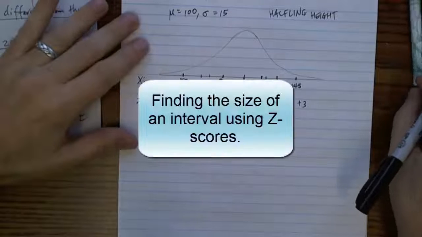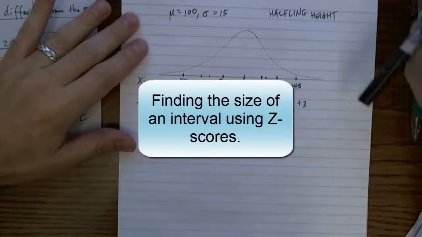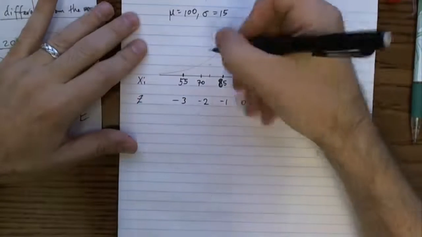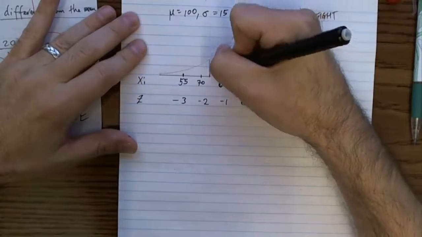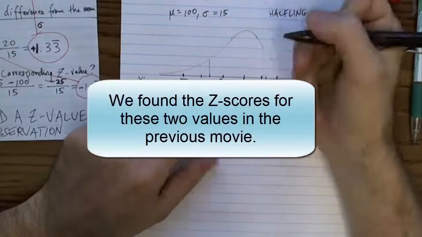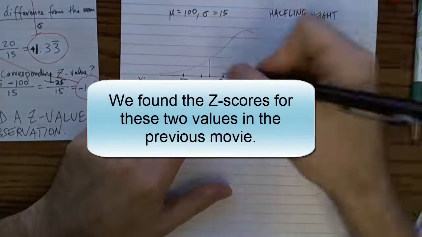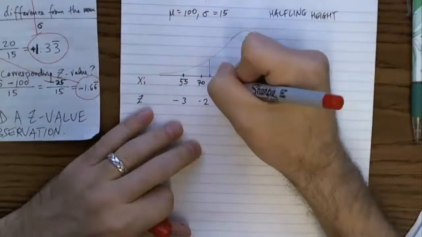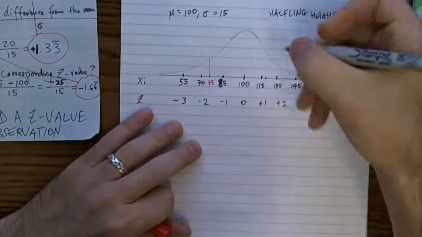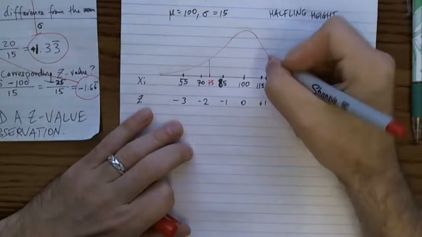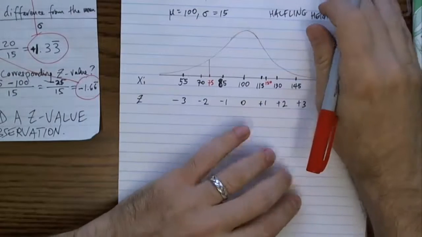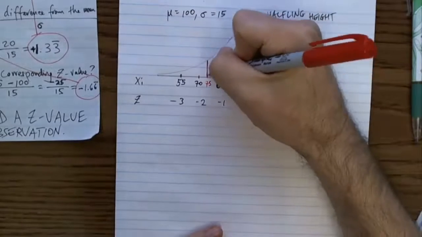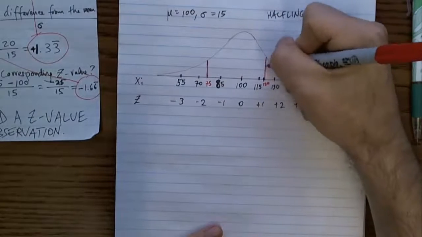But what do you do if you are interested in finding out how big an interval is? An interval could be, say, the distance from here, where we had a 75, and here, where we had a 120. 75 and a 120. How do we find how big of an area under the curve that is?